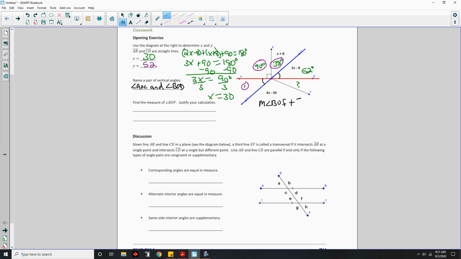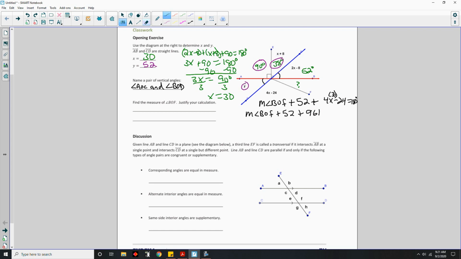plus 52. Okay, so I'm looking on this side of the blue line, plus 4x minus 24, equals 180. I know what x is though, it's 30. So I'm going to put 30 in right here. So that's going to give me the measure of angle BOF plus 52 plus 4 times 30 is 120. 120 minus 24 is 96.